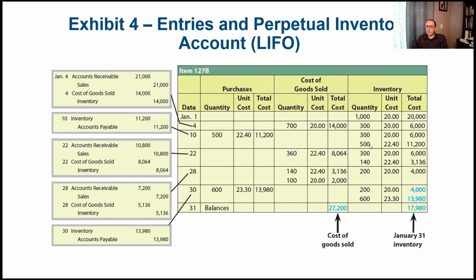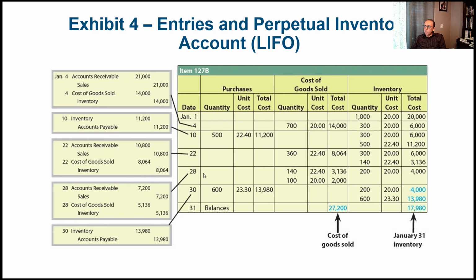Last in, first out. So we take the 500 units, but this is more than we need. So we only take the 360 multiplied by 22.40. So the remaining balance, we still have the original 300 that we started at $20. And out of the 500, we deducted 360, so that's 140 remaining. So 300 at 20 and 140 at 22.40, and that's our total cost inventory balance on the 22nd.